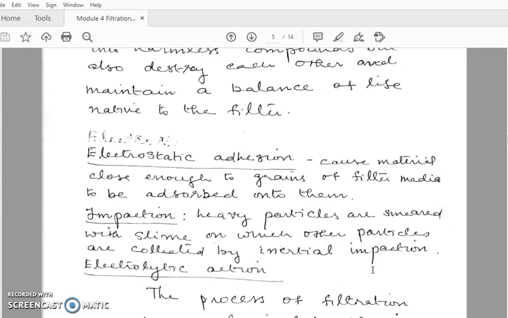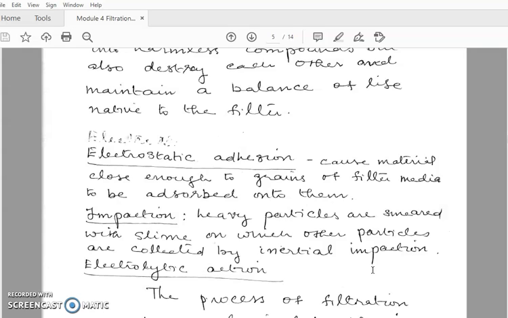The next one is impaction. Heavy particles are smeared with the slime on which other particles are collected by inertial impaction. So smeared means, you know, it slides down and flows downward.